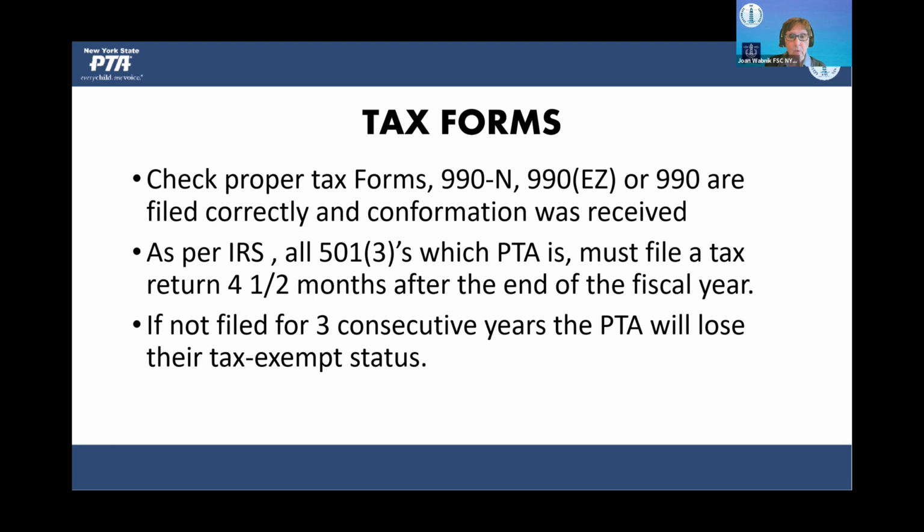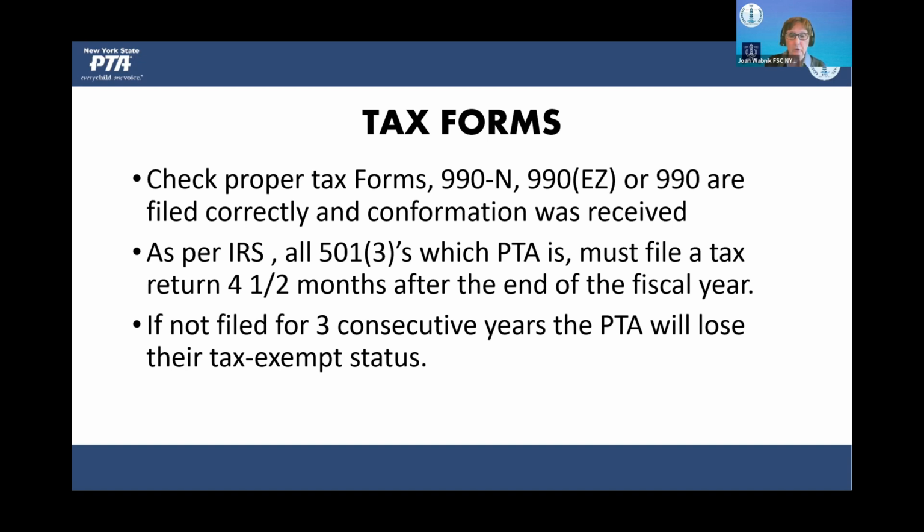The easiest one is, of course, the 990, sometimes referred to as the 990 postcard. It can be accessed right online. Again, on the New York State PTA website, there is a program called file990.org, which can assist you in that. When filing your tax forms, you need your tax ID number, your EIN number. If you are not sure of that number, it is on the first page of your bylaws, but you can also contact your region if you're not sure where to get that information or if you have it correctly.